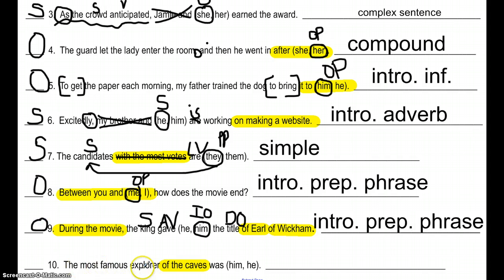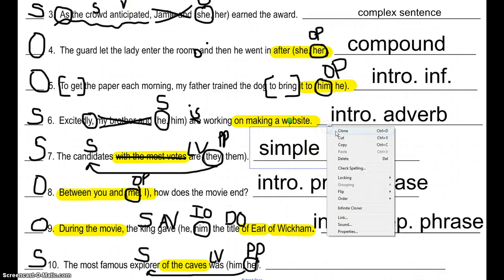The most famous explorer was he or him. My subject is explorer. Was is my linking verb. If I look back to my other sentence, my strategy was to switch the order when I have a linking verb. Would I say "him was the most famous explorer" or "he was the most famous explorer?" Following that, I would think the job of the word after a linking verb is a predicate pronoun, and that has to be a subject pronoun. And if I look at this sentence, I don't have any intro phrases or clauses. Again, this is just a simple sentence.